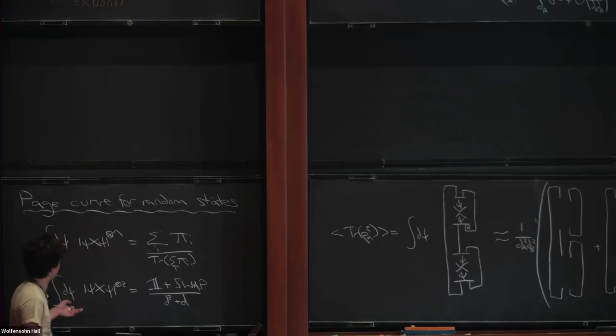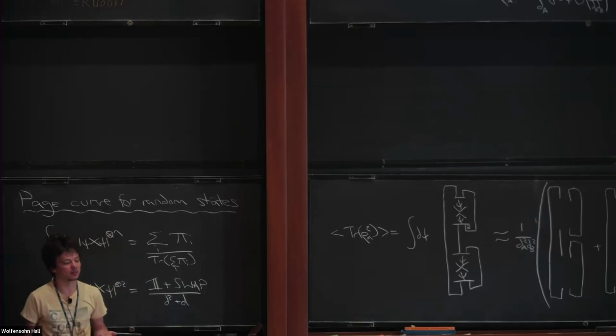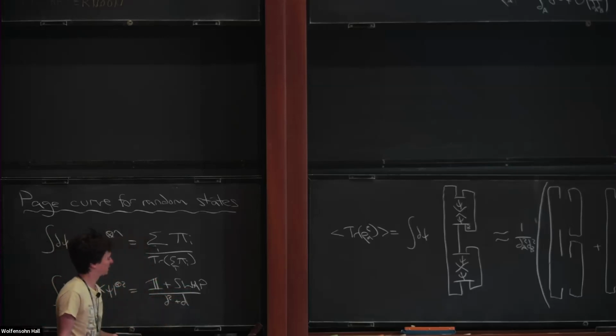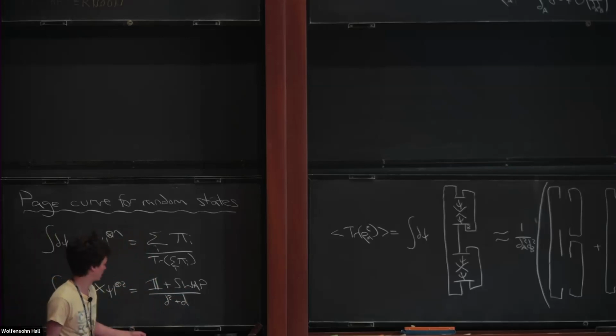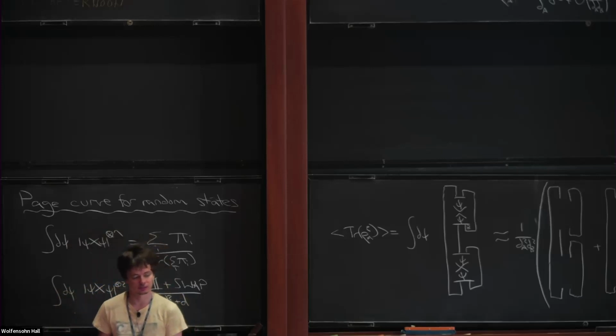In particular, the simplest non-trivial case is when n equals 2. In that case, the only permutations on two copies of a system are either just the identity, where you leave the two copies the same, or you swap them over. So it's proportional to the identity plus a swap, divided by the trace of the identity plus a swap. If the Hilbert space dimension of psi is d, the trace of the identity on two copies is d squared. The trace of the swap is d, so it's d squared plus d.